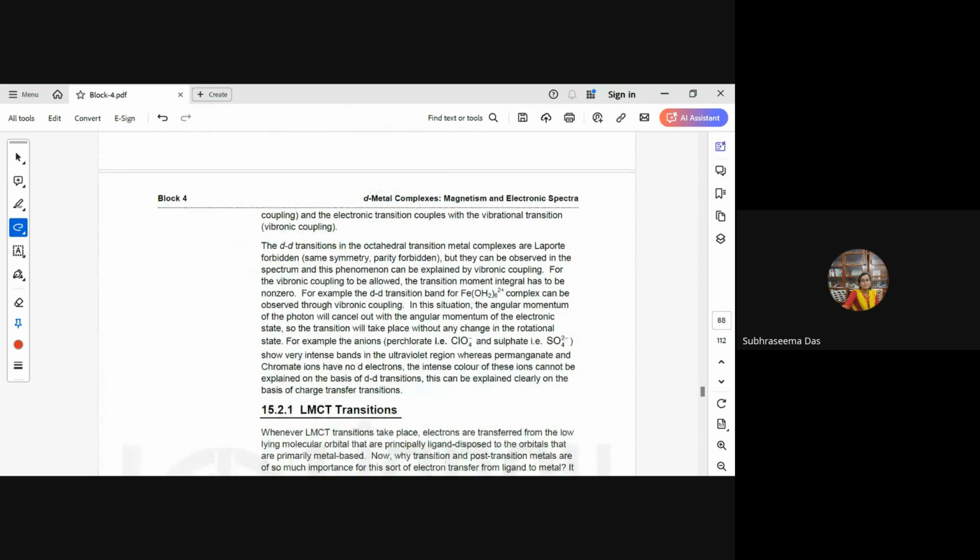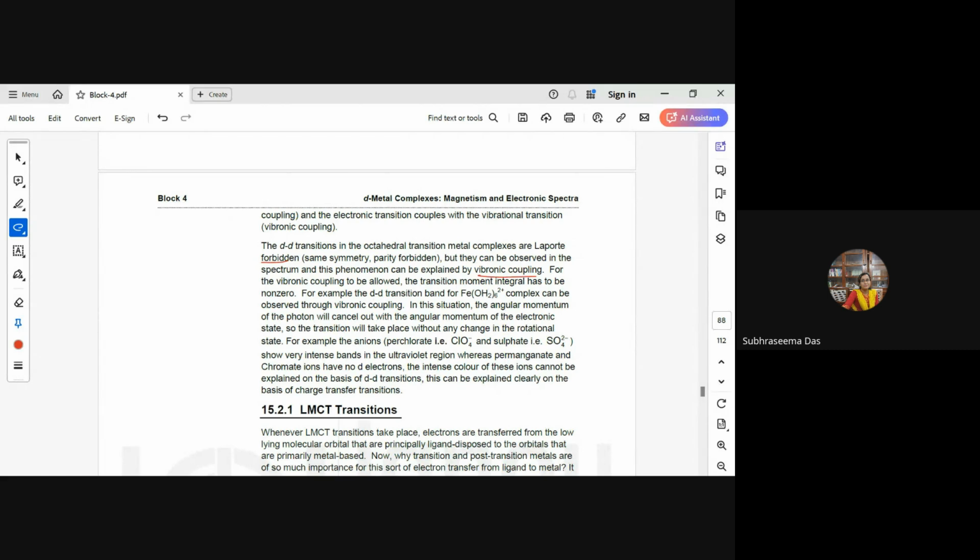Now we know that the d-d transitions in octahedral complexes are Laporte forbidden because the symmetry is the same, and we know that for the same symmetry they are forbidden in nature. But we have observed some, like in [Ti(H2O)6]3+, where a spectrum has been observed, and that has been explained by vibronic coupling. For vibronic coupling to be allowed, the transition moment has to be non-zero.